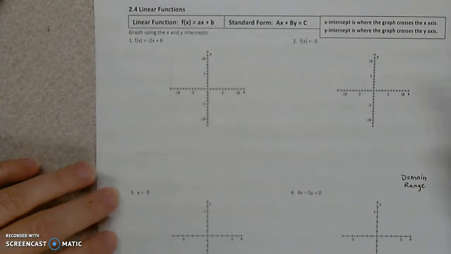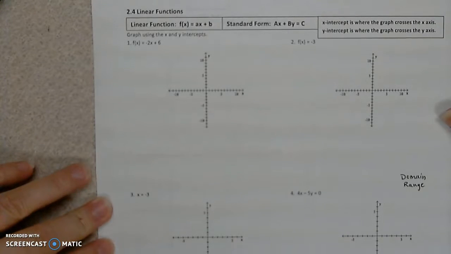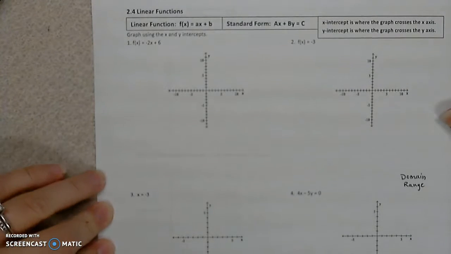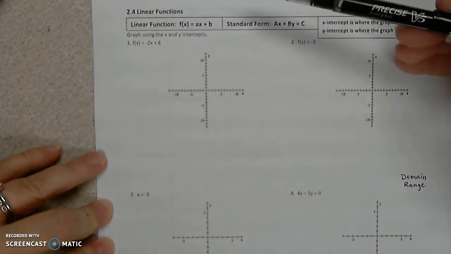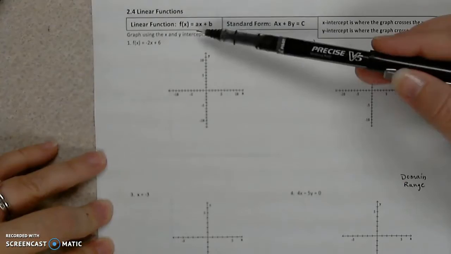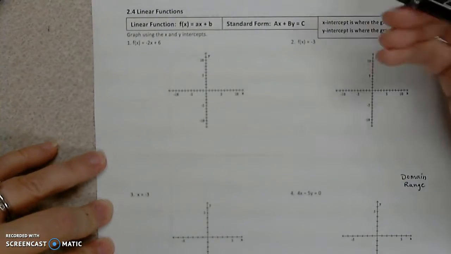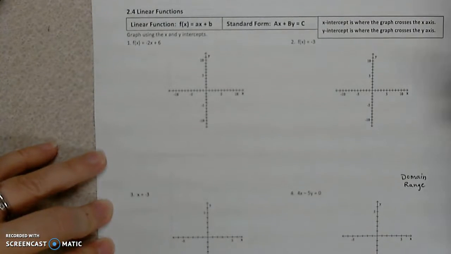This video will cover section 2.4, and this section is on linear functions. So all of these functions should form straight lines when they are graphed. Alright, so when you look at a linear function in its basic form, it is f of x equals ax plus b. Notice here's my x variable. The a and the b are numbers.